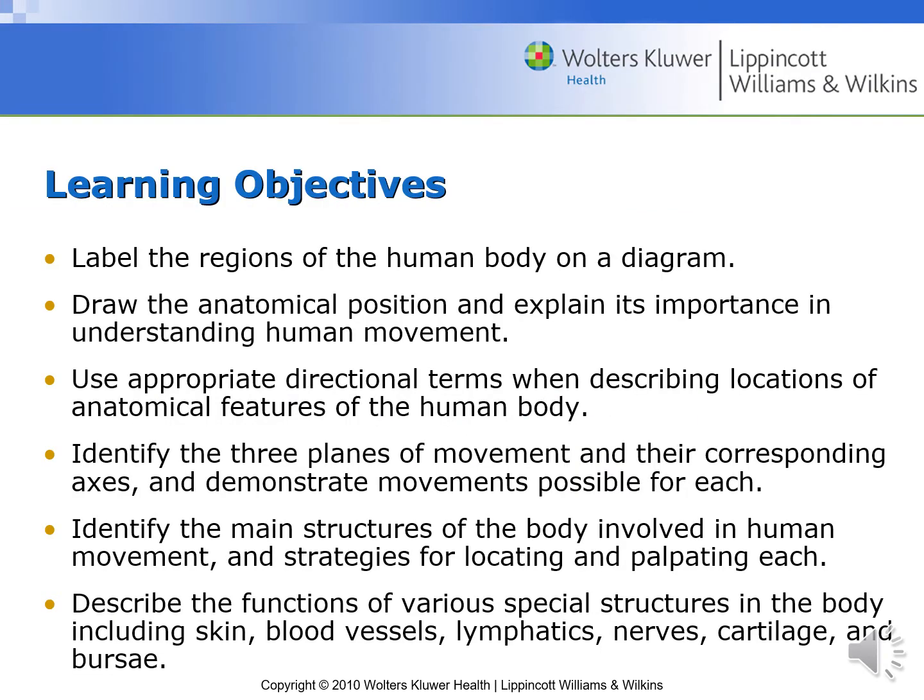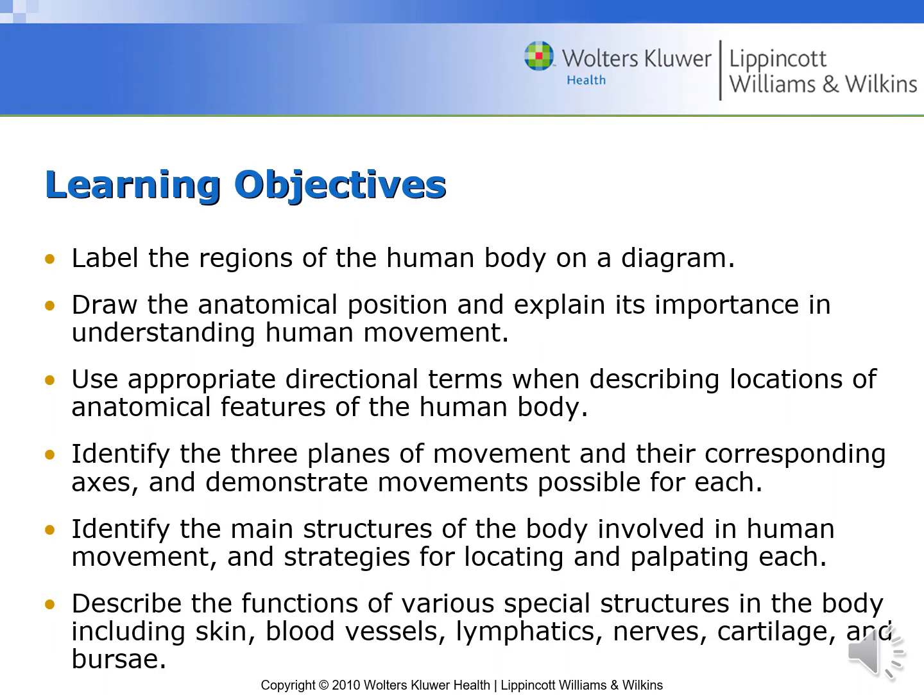The learning objectives for today's lecture: label the regions of the human body on a diagram. You'll be able to draw the anatomical position and explain its importance in understanding human movement. We will use appropriate directional terms when describing locations of anatomical features of the human body. We will identify the 3 planes of movement and their corresponding axes and demonstrate movements possible for each.